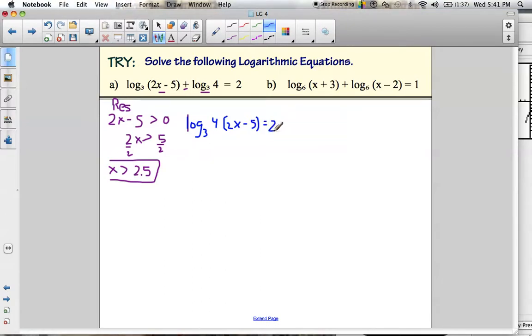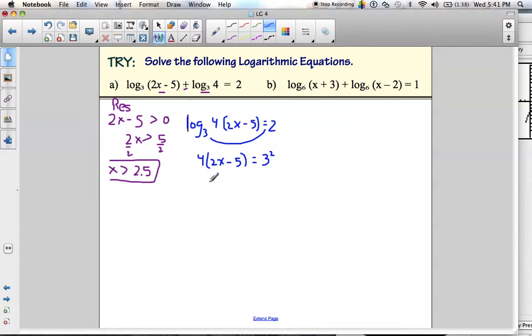All right. Now, let's boot up. That's how we get rid of logs. So we have 4 bracket 2x minus 5. And when we boot that 3 up, that 3 kicks up the 2. Okay, that's how you get rid of log. Now let's just do some arithmetic.